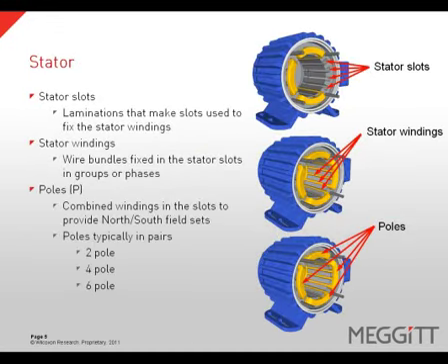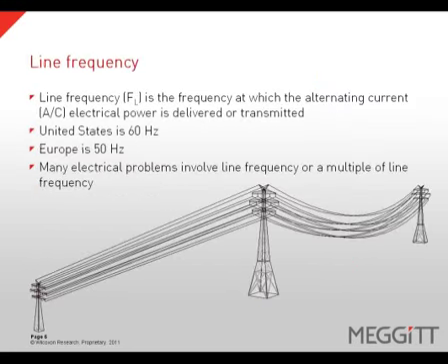A stator is a part of a motor housing that has laminations which make the slots that are used to fix the stator windings. The windings are a series of wire bundles in a stator slot that create groups or phases. We also have stator poles. Poles are windings in the slots that are combined to provide a north-south field set. Poles are typically in pairs such as 2-pole, 4-pole, or 6-pole motors.